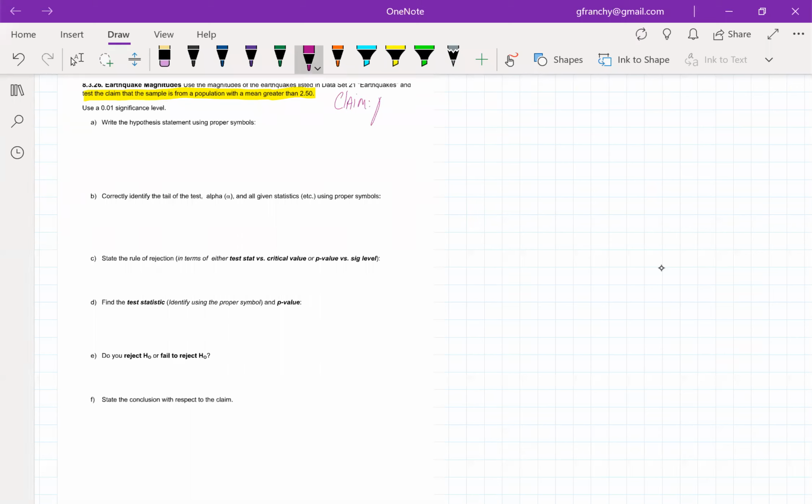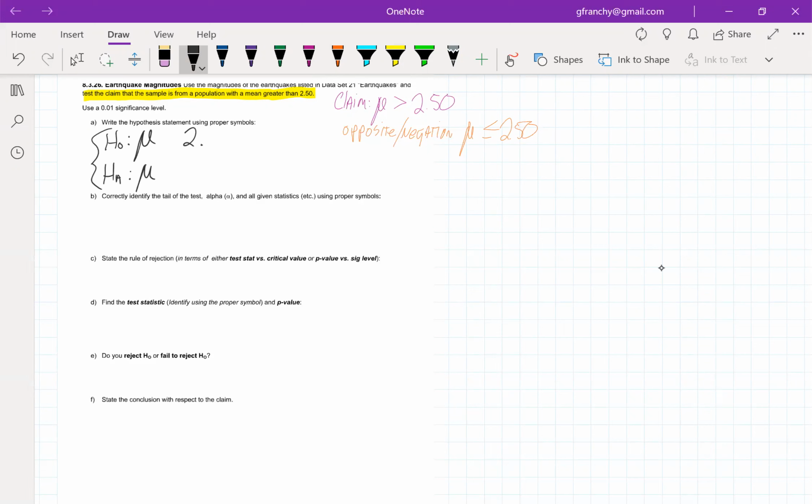And our claim here is that the mean is greater than 2.50. And just so we have the opposite or negation of that, that is the mean is less than or equal to 2.50. So now we've got everything that we need to write the hypothesis statement. So we've got the null up top, alternate on the bottom.